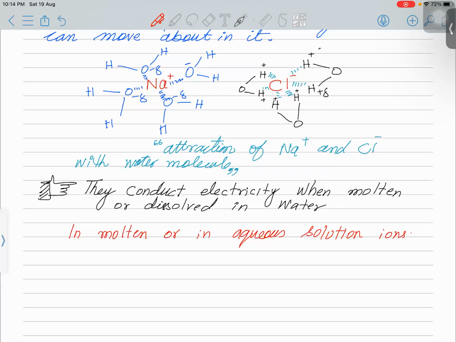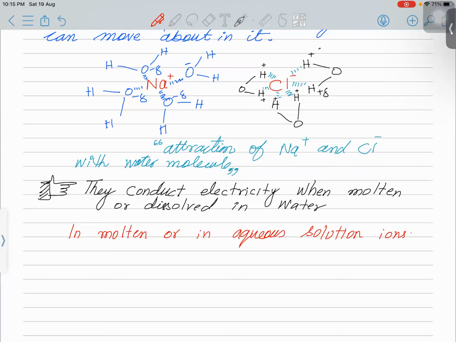Are you getting my point? Without curry or salan, it is very difficult to eat roti, right? Similarly, it is very difficult for ions to move in solid state. But in molten state, ions can flow. In aqueous state, ions can flow. Flow of ions is called conduction or electricity.